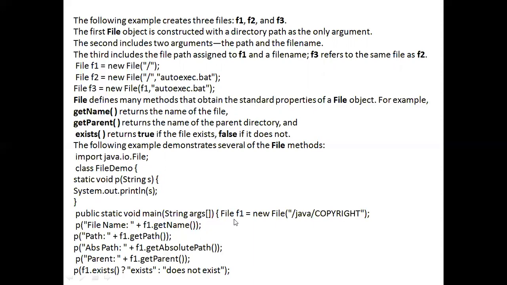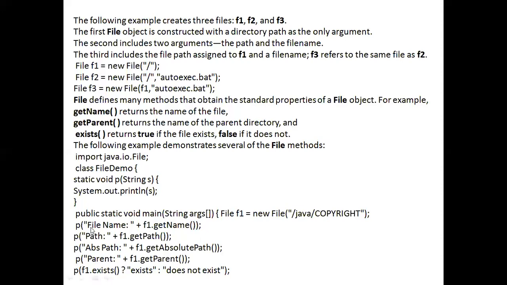Next, File f1 is equal to, so here we have declared the file, new File("/java/copyright"). So here the file is java and copyright. Copyright is the present file name, Java is the previous file name. This is nothing but Java is the parent file name. This is the present child file name, that is nothing but the present file name.